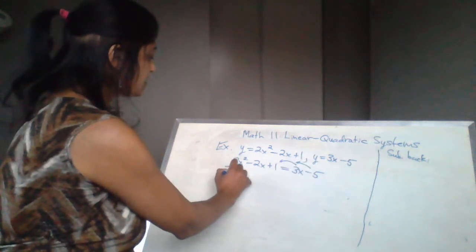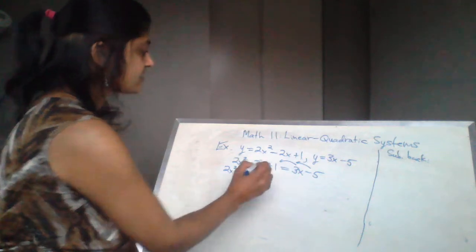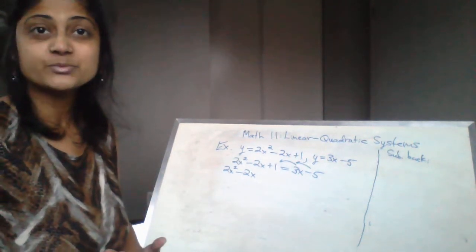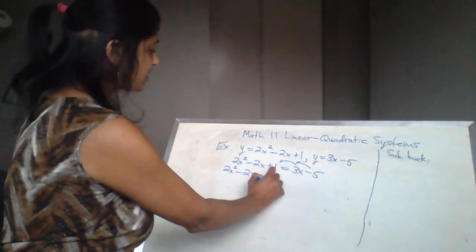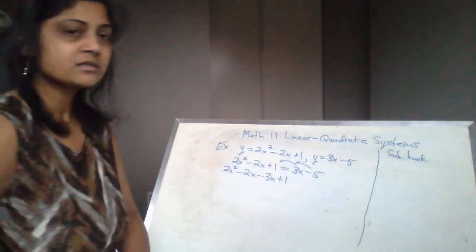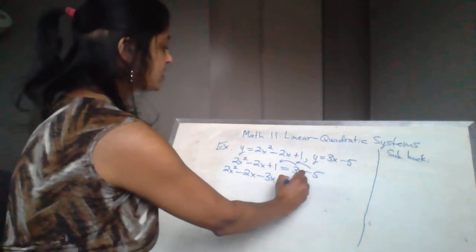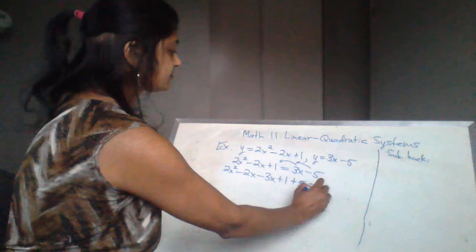Okay, so I have 2x squared minus 2x. The 3x is positive on the right side. When you take it to the left side, it should be negative, so negative 3x plus 1. Same thing with the negative 5. I'm taking it over the equal sign, so it's going to become positive 5.